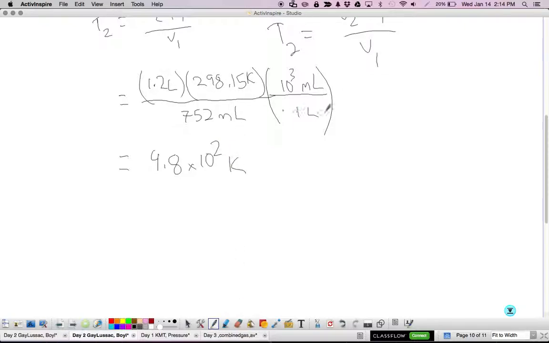Well, the problem doesn't ask for temperature in Kelvin. It asks for temperature in degrees Celsius. So I have to subtract 273.15. And I get 2.0 times 10 to the second degrees Celsius. All right? Answer. Done. Okay?